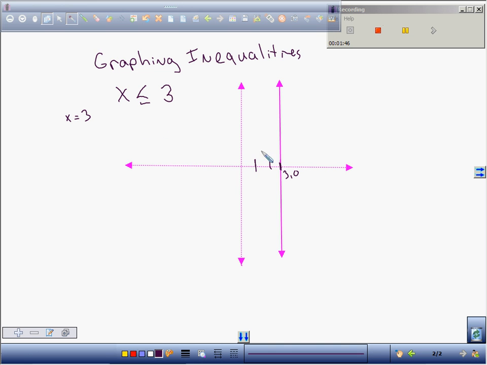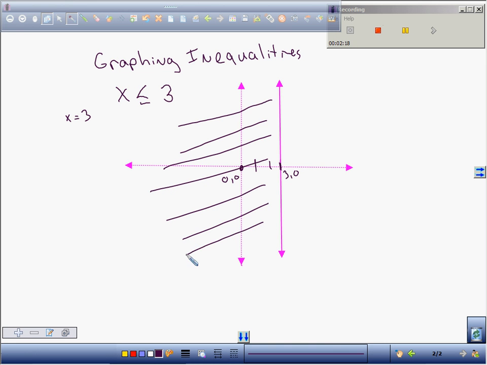So what you're supposed to do is pick a point on the left side, like the point 0, 0, and see if it makes this relationship true. You plug in 0 for x. Is 0 less than 3? Yes. Okay, so since this point works, you shade in this direction. So this is the graph. An inequality means you have to shade on one side of the line. This says all the points where the x value is less than 3, and you shade on that side. Okay?